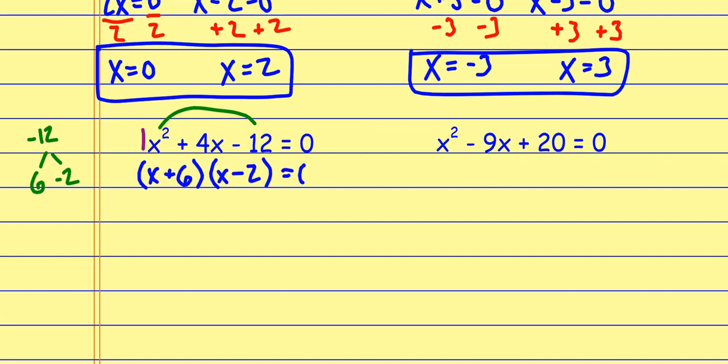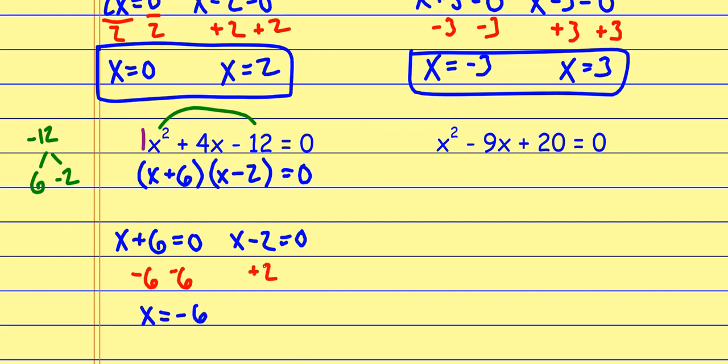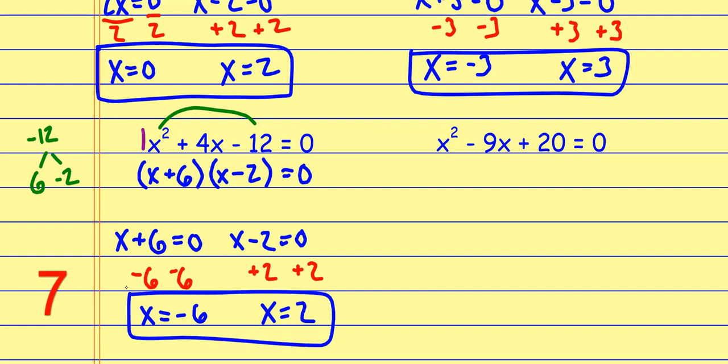And now I'm in a situation where I have two things being multiplied equals 0. So now I say, hey, if these two things being multiplied equals 0, either the first thing equals 0 or this second thing equals 0. And now I can solve each of those. So the first one, I'm going to subtract the 6 from each side. So I get x equals a negative 6. The next one, I'm going to add that 2 to each side. So I get x equals 2. And that's it. It was one extra step of, hey, I have to put this thing in factored form so I can use the zero factor property.